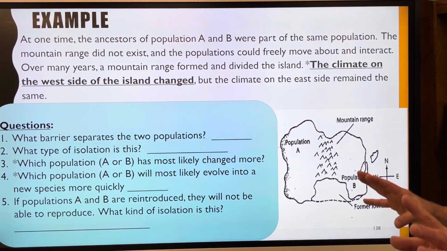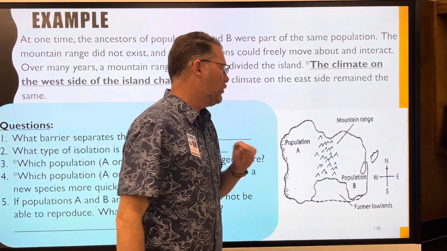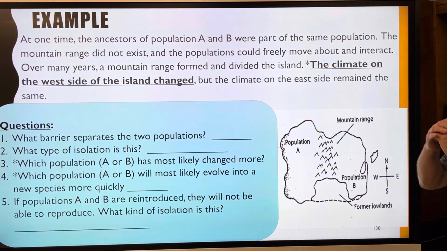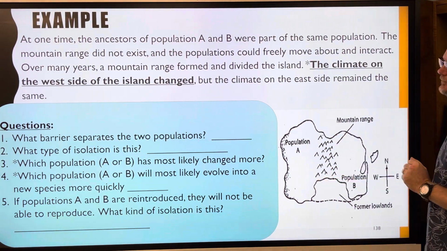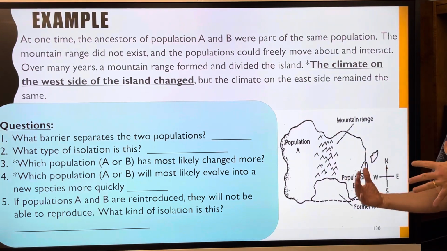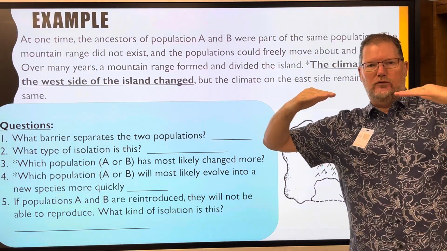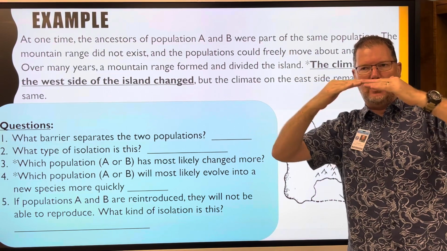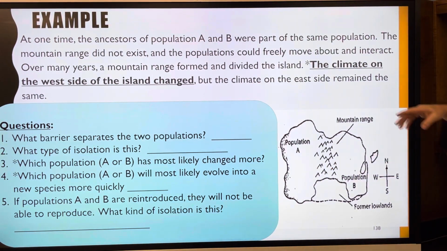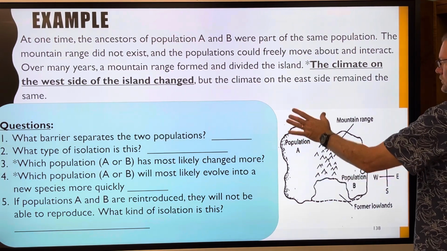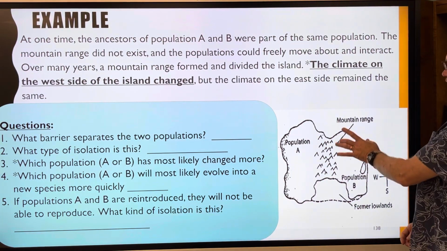So at one time, here's an example. At one time, so pay attention because there's questions. The ancestors of population A and B, I think this is in your notes, were part of the same population. At one time, we're talking about hundreds of thousands, if not millions of years, okay? This mountain range did not exist. And the populations could freely move about, interact, mate, and have babies, okay? Over many years, maybe it was a convergent boundary, plate boundaries were coming together and it made this mountain range grow, separating the two populations, right? And the climate on the west side, over here, of the island changed because of the mountain range. But the climate on the east side remained the same.